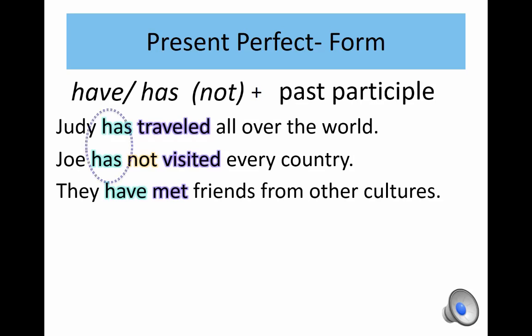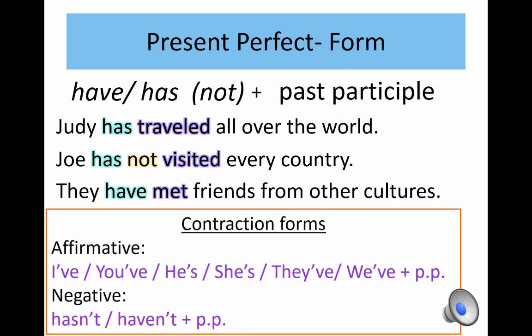We use has for he, she, and it, and have for all other subjects, but you already knew that. Traveled, visited, and met are all examples of past participles, also known as verb 3. We can also make contraction forms or shortened forms of the present perfect. Take a look at these examples below.